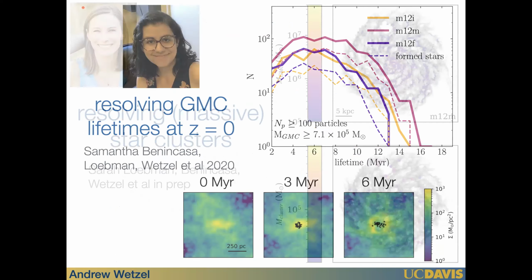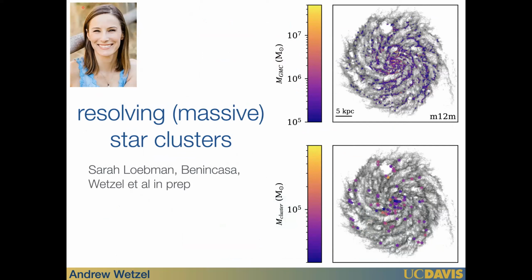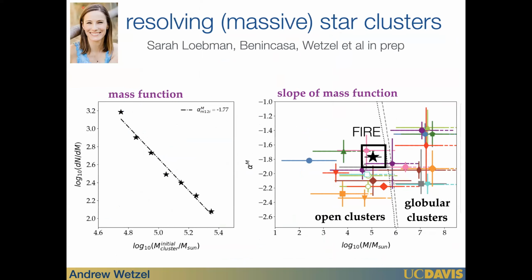And then we can look at the populations of star clusters forming within them. That's basically just giving a visualization of that in the bottom right. And so one thing we can look at is just the mass function of star clusters. So that's on the left, dN/dM versus the mass of the clusters. And on the right we show the slope of the mass function, alpha, and then the x-axis basically shows the mass range that the mass functions have been measured over. And the star there with the box is basically the mass function we're getting in FIRE.